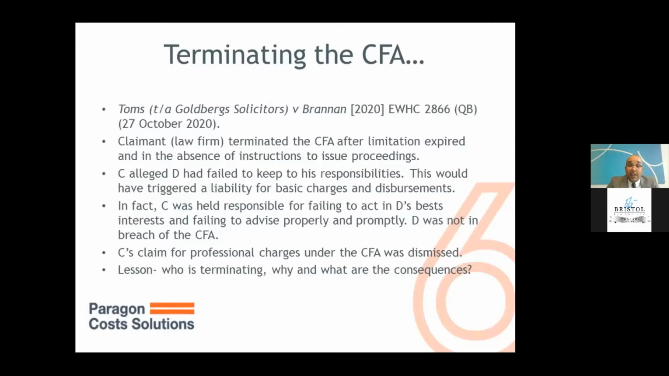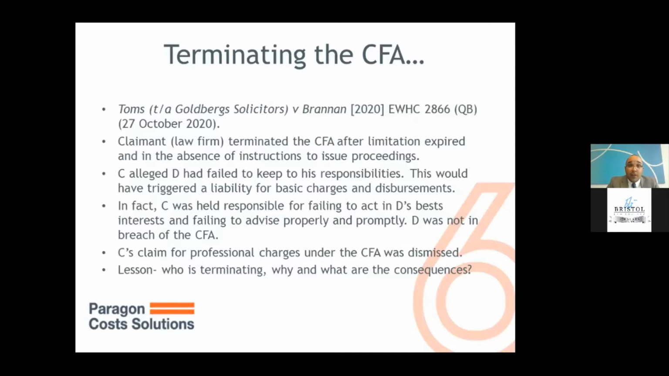And therefore, in effect, the solicitor had terminated the CFA because there was no longer prospects of success because of limitation. And therefore, because they terminated the CFA, all they were entitled to charge would have been their disbursements. So the claimant's claim for professional charges under the CFA was dismissed.